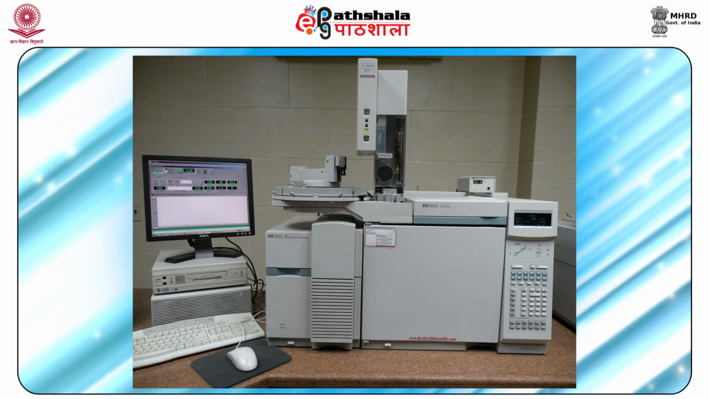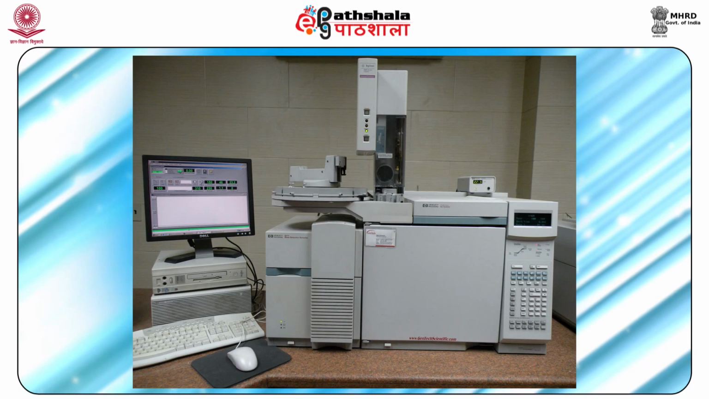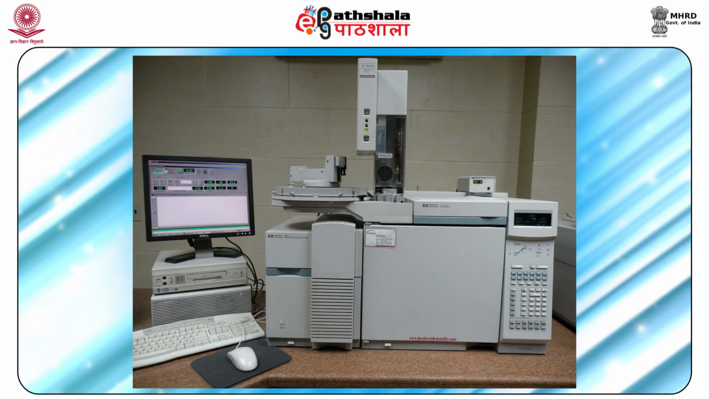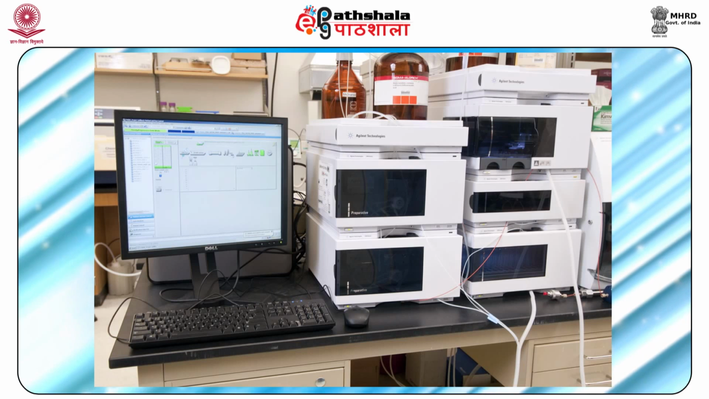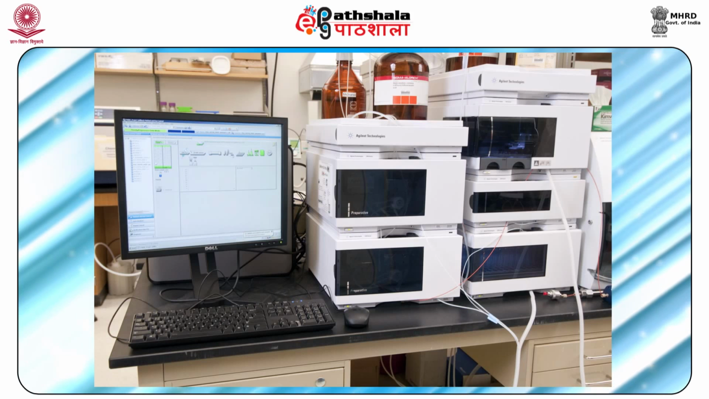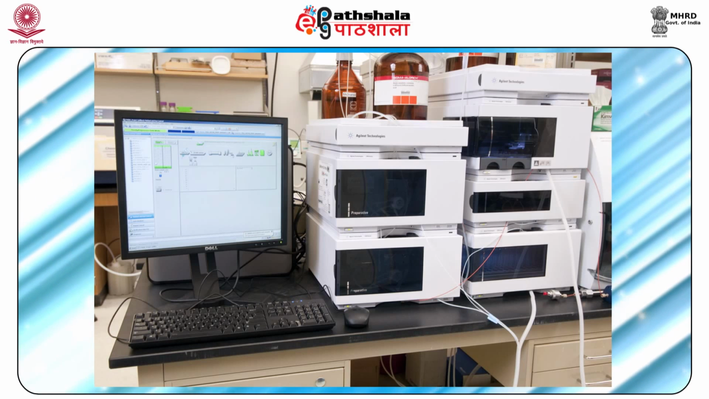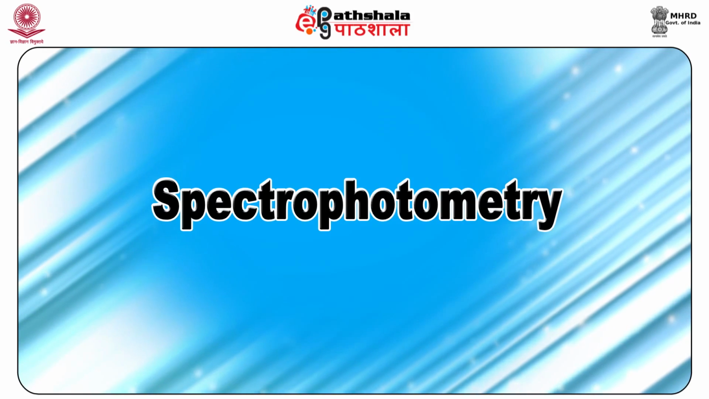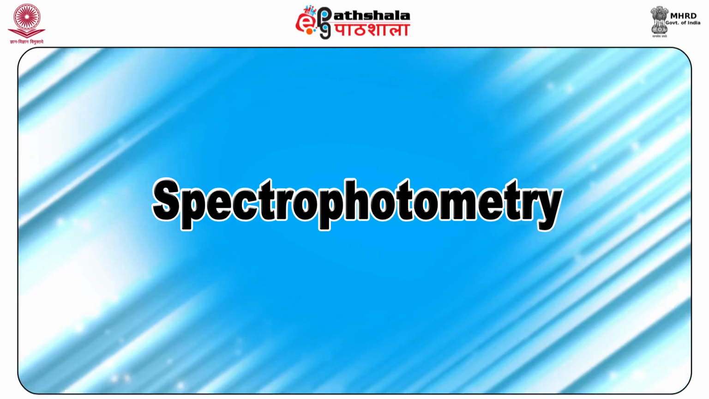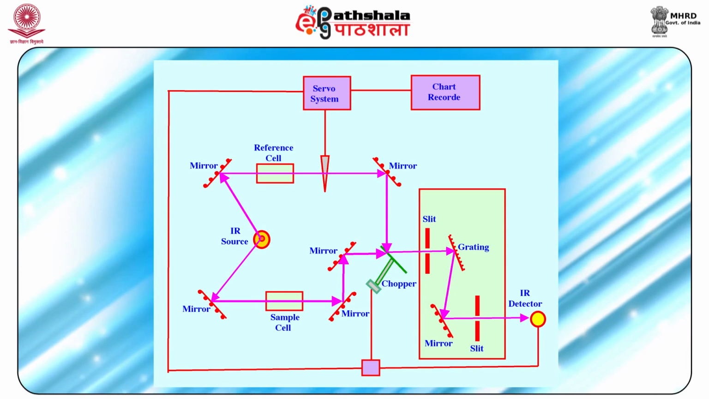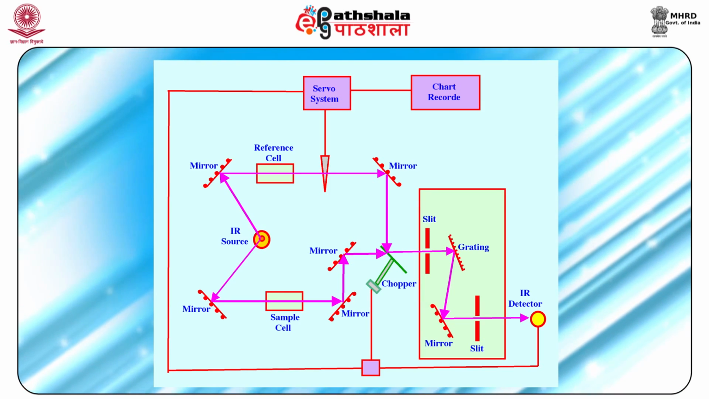Most forensic laboratories have access to a combined gas chromatograph or mass spectrometer, or GC or MS. High pressure liquid chromatography, or HPLC, separates many types of drugs and may also be combined with MS. Now we will learn about spectrophotometry. Analysts may use several types of spectrophotometry.